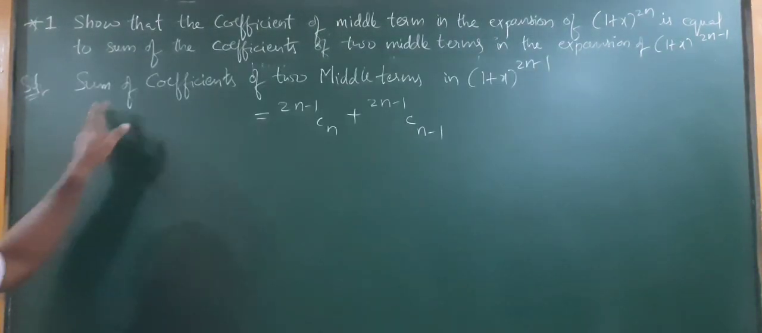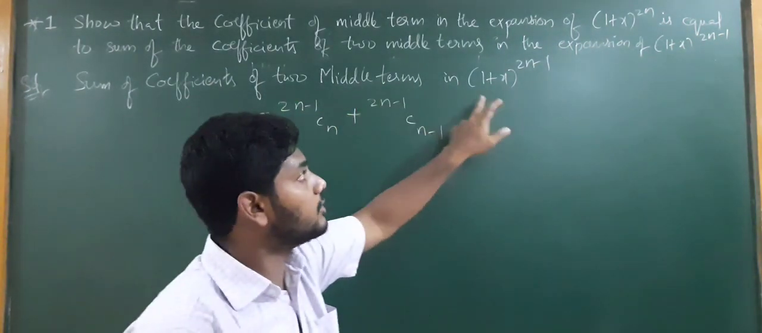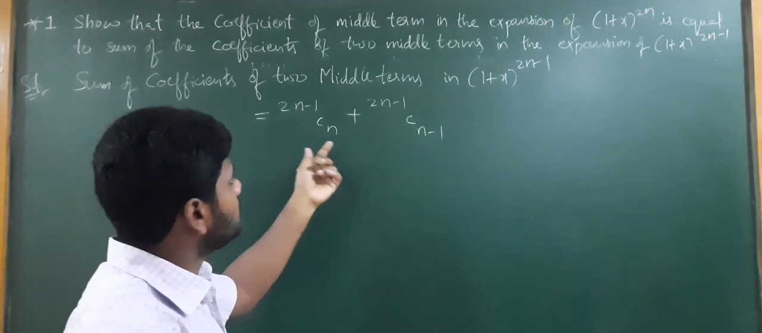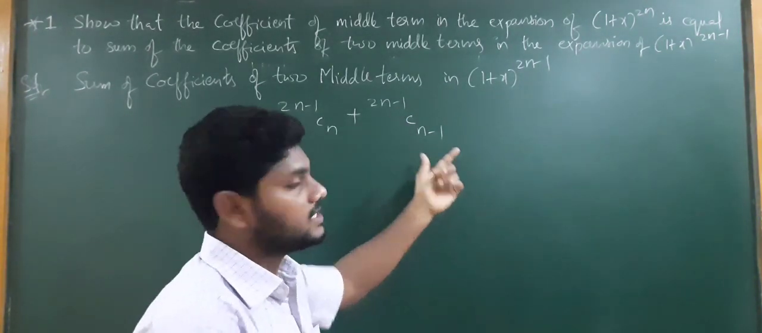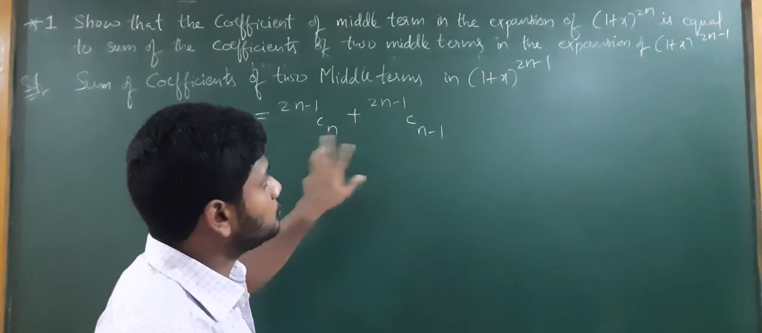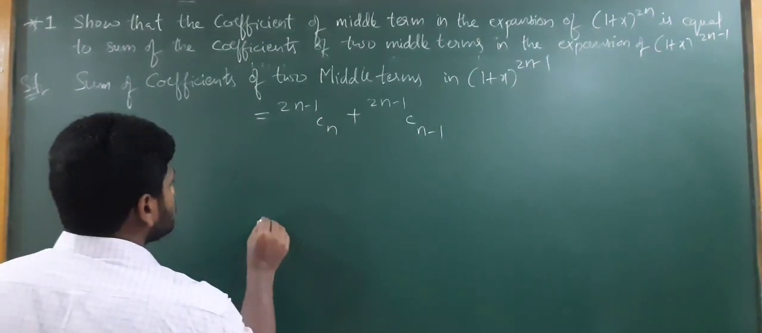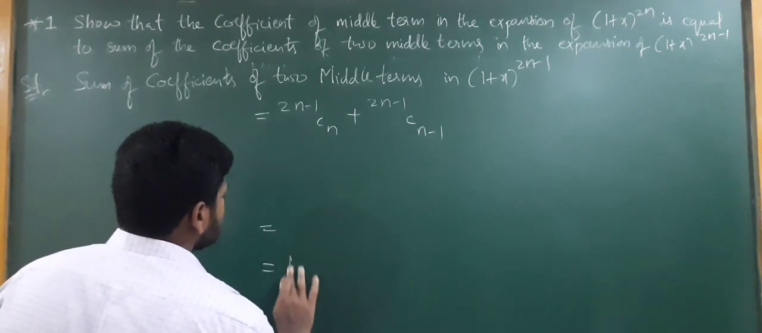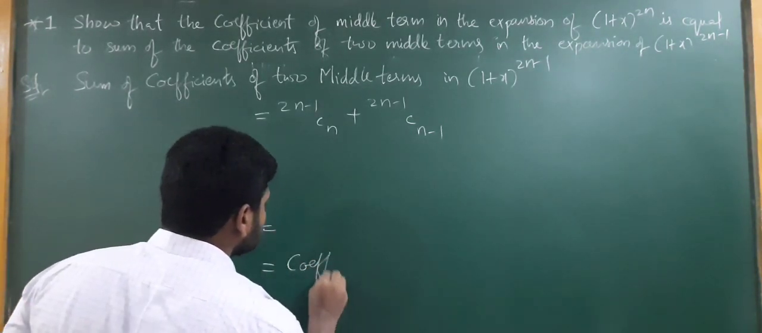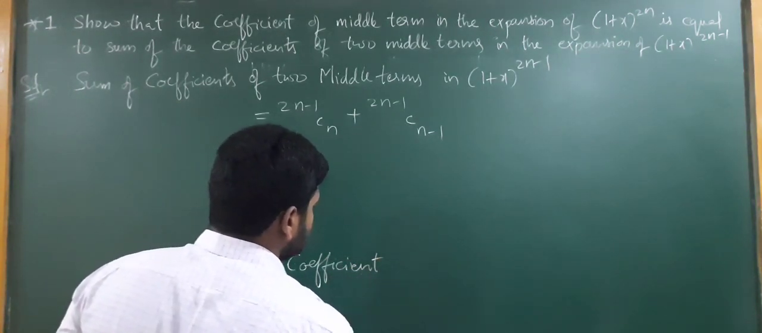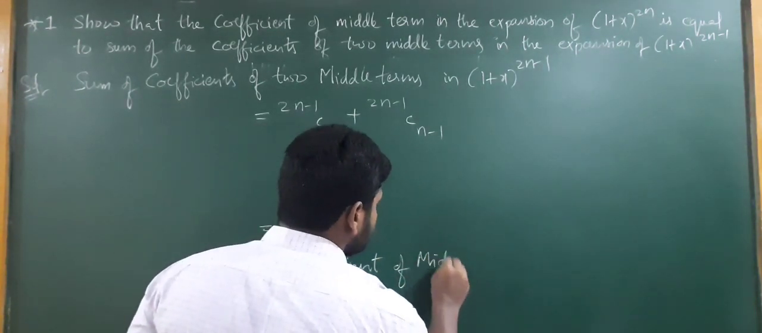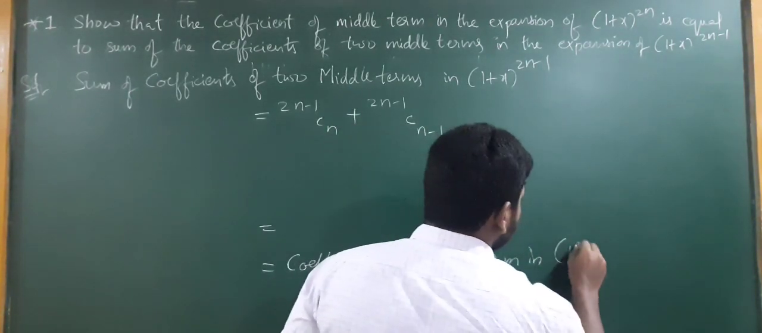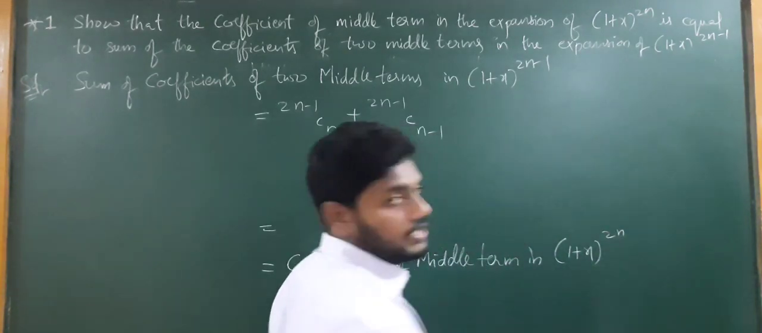Now here, the sum of the coefficients of the two middle terms in 1 plus x whole to the power of 2n minus 1. What we got is, one is 2n minus 1 cn, another one is 2n minus 1 c n minus 1. The sum of these two should be equal to the coefficient of the middle term in which expansion? In 1 plus x whole to the power of 2n we need to show.